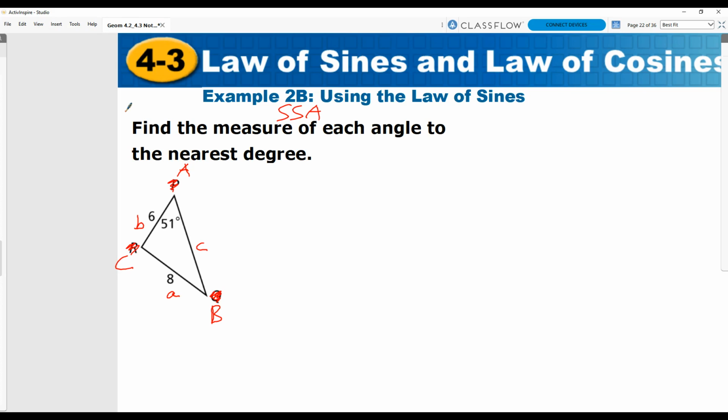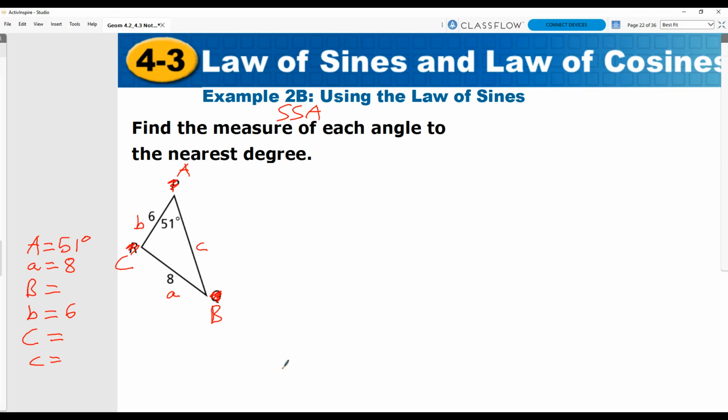All right, and then let's make a list of all the information that we have. So for angle A, we have that piece of information. It's 51 degrees. Side A, we have that piece of information. It's 8. Angle B, we don't know what that is, so we'll leave it blank. Side B, we have that information. It's 6. And then angle C, we don't have that information. Side C, we don't have that information either.